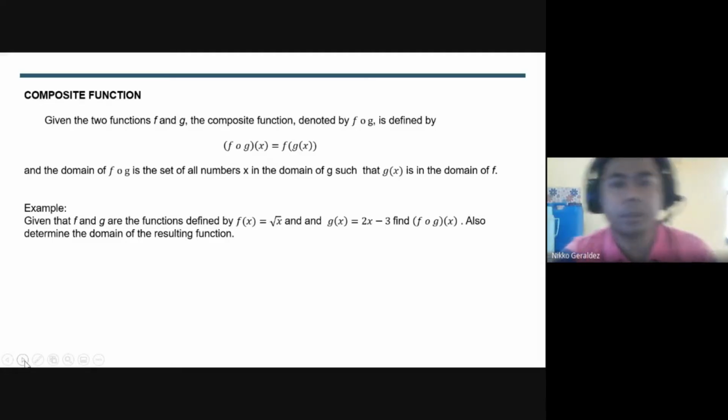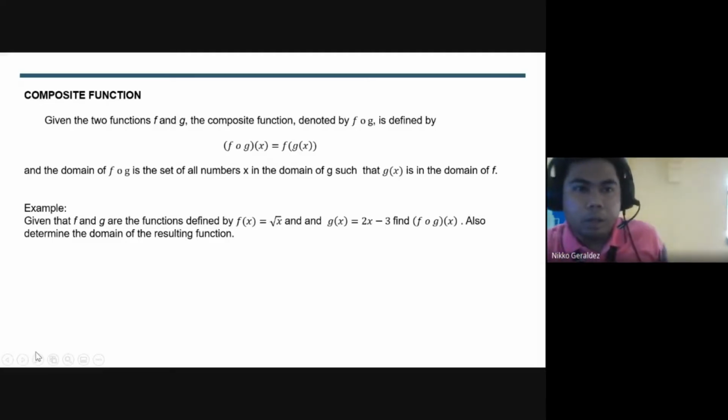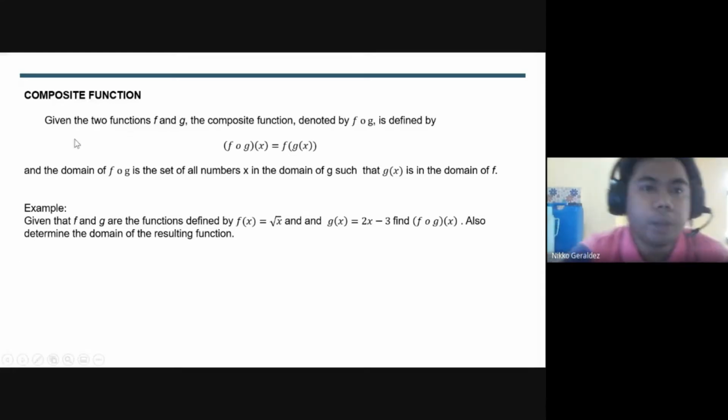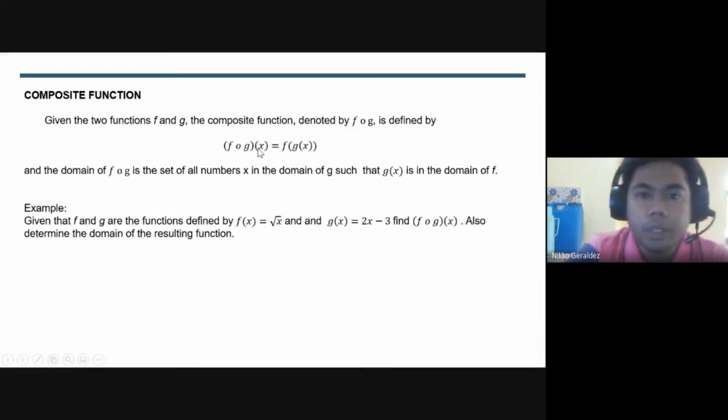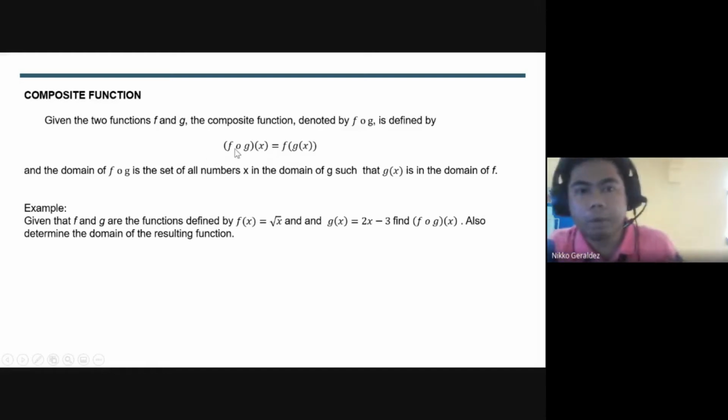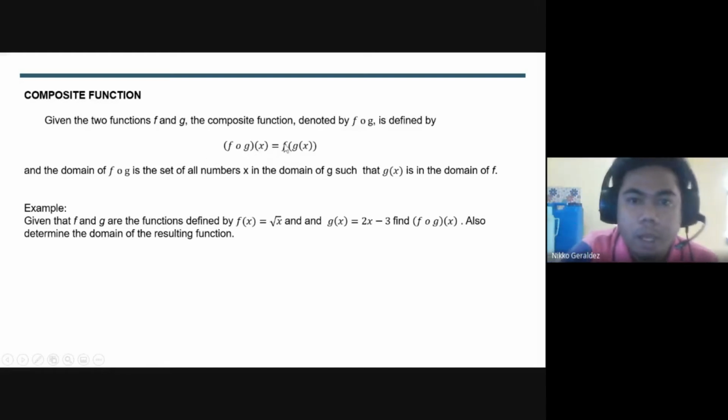Composite function. So for composite function, given two functions f and g, the composite function denoted by f of g is defined by f composed of g of x equal to f of g of x. The domain of f composed of g is the set of all numbers x in the domain of g such that g of x is in the domain of f.